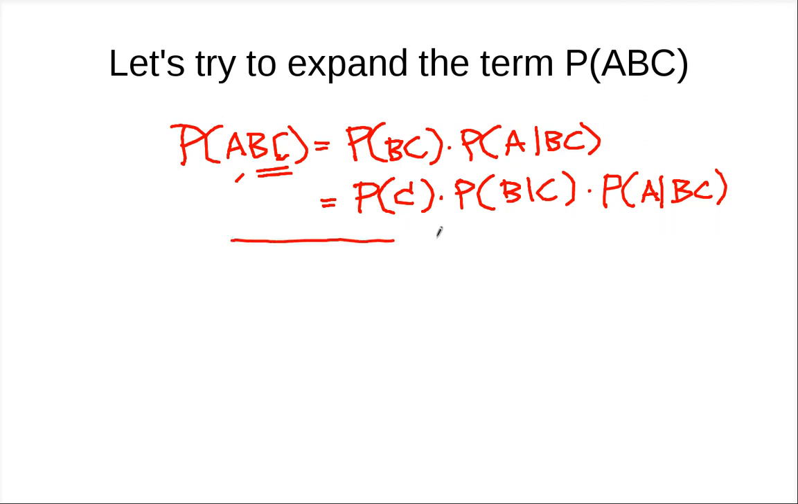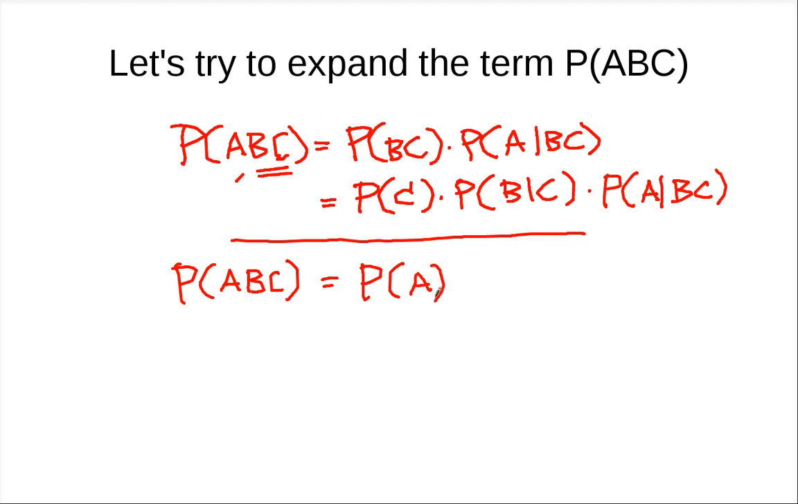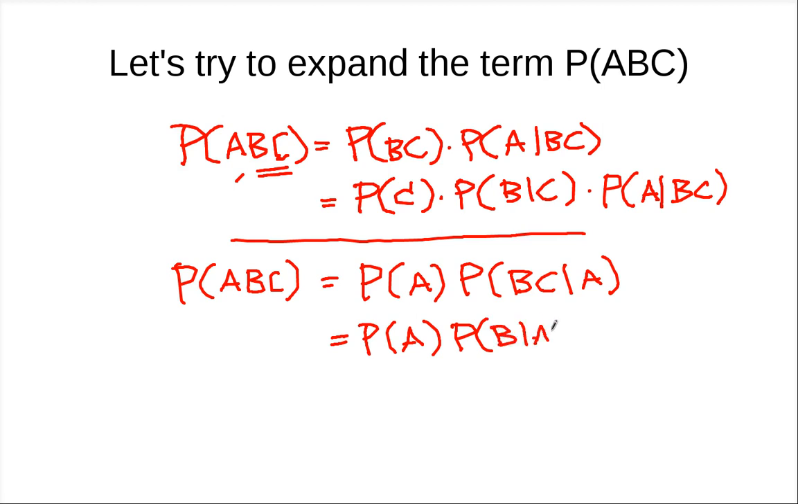But that's not the only way to express this term. You can write it differently. Let A occur, and then given that A has occurred, B and C occur as well. From that, you can rewrite it a little more: the probability that B and C have occurred given A is the probability that B has occurred given A, times the probability that C has occurred given A and B. So this is another way to write it, and they all have to be equal to the probability of A, B, C.